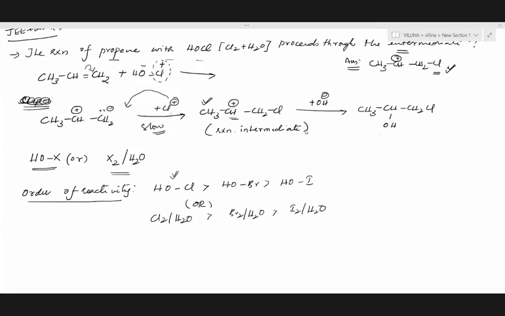And the order of reactivity, we already ruled out fluorine. So whatever halogens are involved in this particular reaction, follow the order: first comes chlorine, then bromine, and then iodine. Or else we can use another notation also: Cl2/H2O or Br2/H2O or I2/H2O. So chlorine will be more reactive towards this addition of hypochlorous acid than bromochlorous acid or iodochlorous acid.